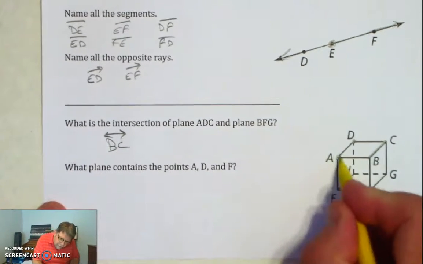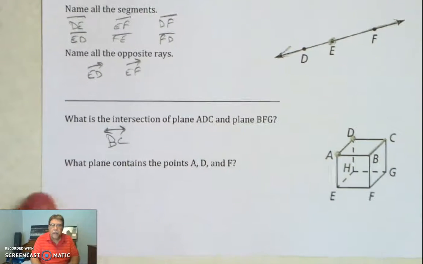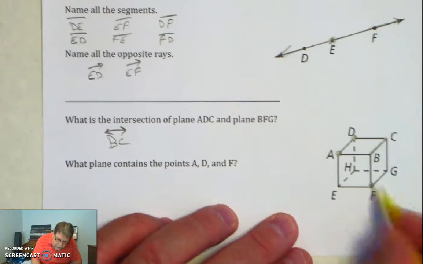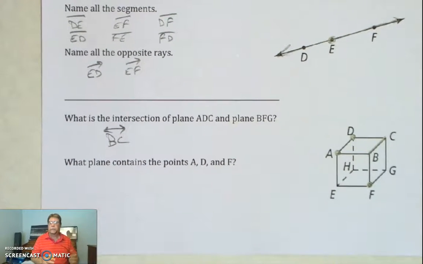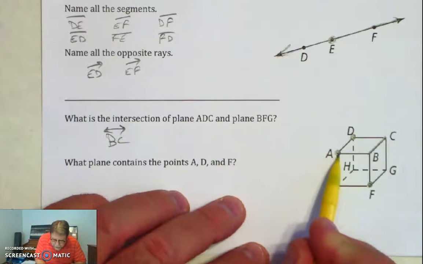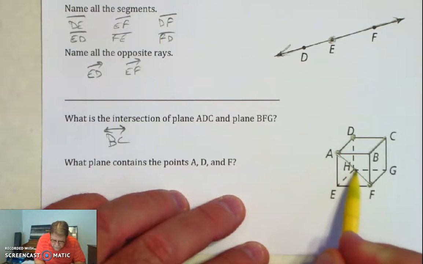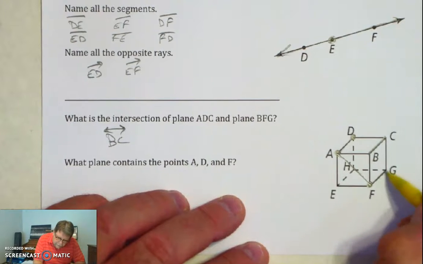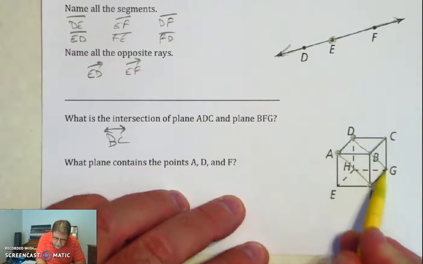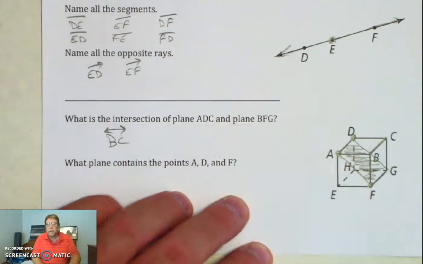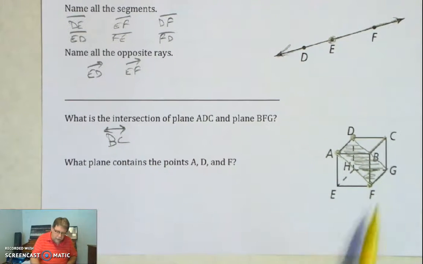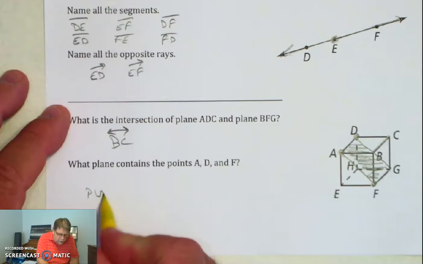Well, A is here, D is here, and F is way down here. So let's think about a plane that would go through them. That plane would connect A with F and D with A, and the plane then will also probably have to go through G. And if you notice, it's this little diagonal plane that's kind of going right through the middle of the cube. So let's identify that as plane.